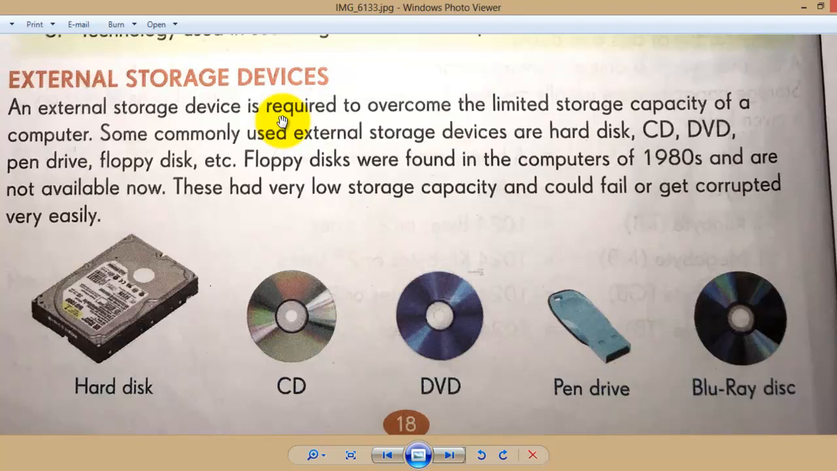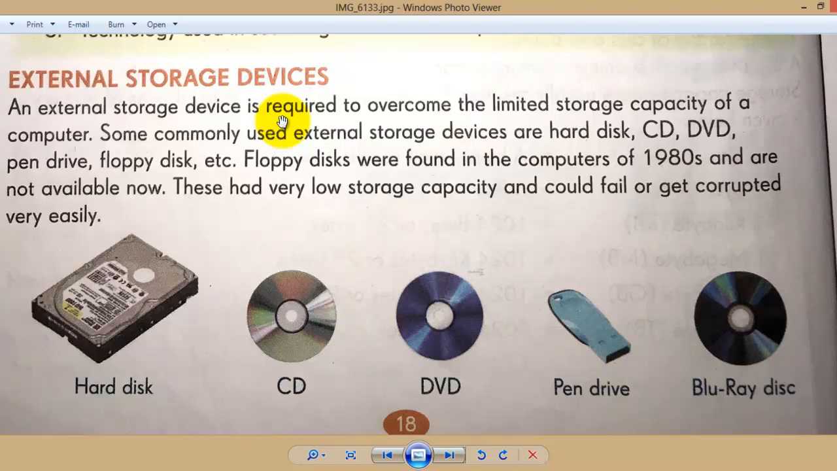This had a very low storage capacity and could fail or get corrupted very easily. So what are the disadvantages of this external? Floppy disks were found in computers of the 1980s and are not available now. The one I have already mentioned, floppy disks, we are not using because of very low storage capacity. We cannot store many files in floppy disks, and they could fail or get corrupted very easily.